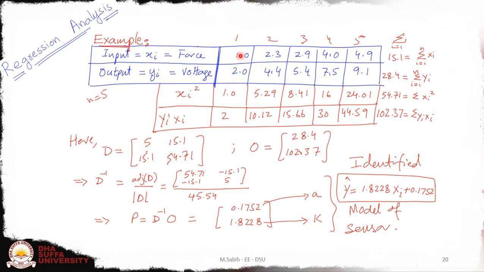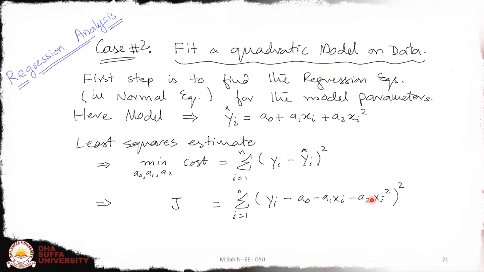from these data points. Individually, any two data points can be used to find k and a, but to make sure that we have the best line, we use the method of least squares. So we have the identified model utilizing all 5 data points, and even for 100 data points we can use this method. Y hat equals 1.8228 xi plus 0.1752.